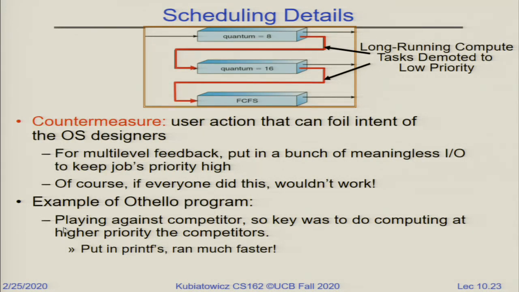There is an interesting example. One of the first examples of people playing computer games against each other was an Othello contest many moons ago, where one of the contestants figured out that by putting a bunch of fake I/O into their Othello program, they could actually cause themselves to get higher priority, and so they got more compute time and did better. Okay? So this is interesting, right? As the heuristics get more complicated, so do the malicious exploitations.